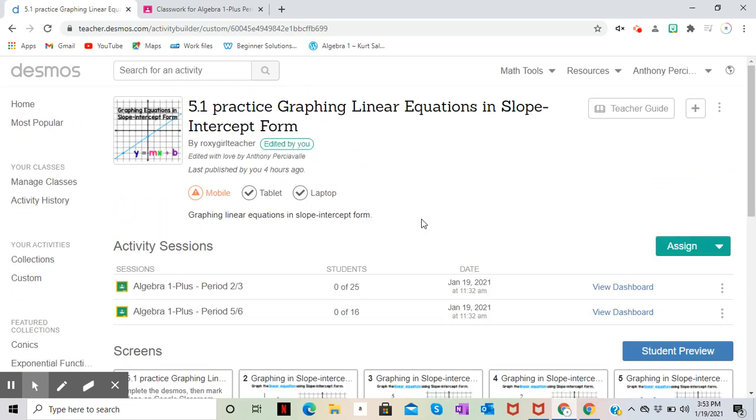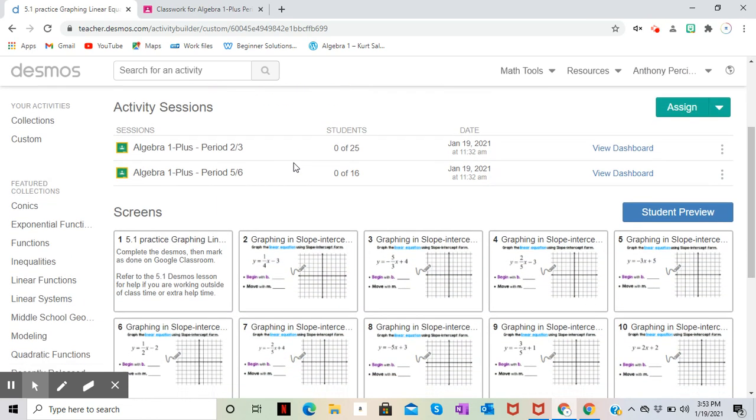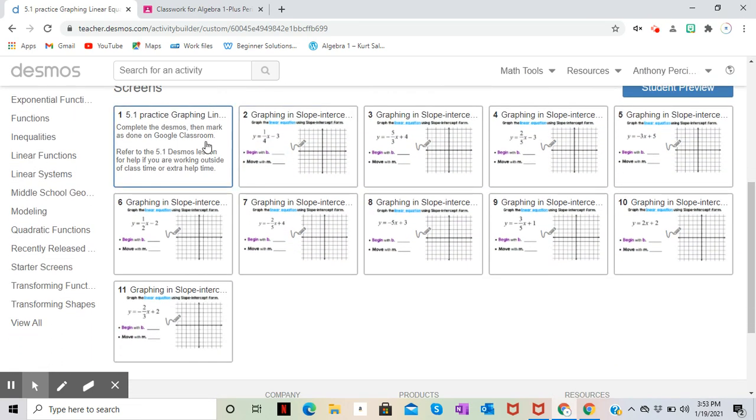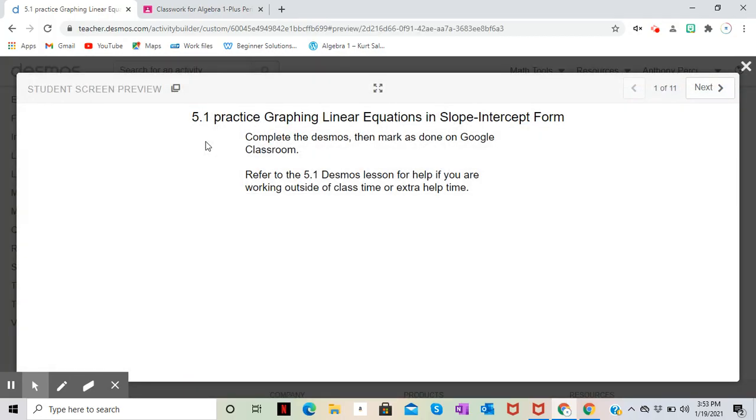Hi everybody, I want to talk to you all about today's Desmos activity. Today's Desmos activity is a practice of 5.1, which was about graphing lines in slope-intercept form. Today we're going to practice that, but I want to show you one new thing that we can do to make sure that we are correct after we graph our line.